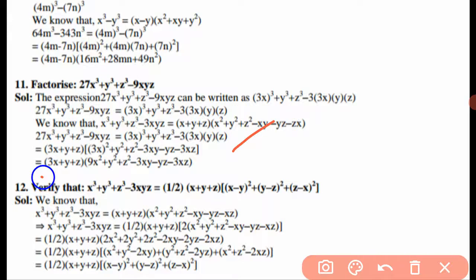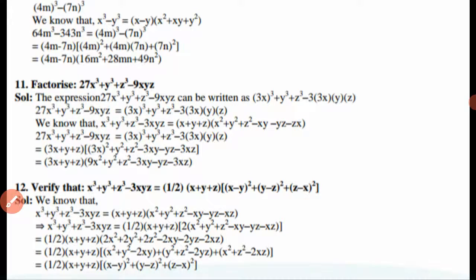Now by solving it, it will be equal to (3x + y + z)(9x² + y² + z² − 3xy − yz − 3xz). Now after this, see question number 12. In question number 12, we have to verify that x³ + y³ + z³ − 3xyz equals half (x + y + z)[(x − y)² + (y − z)² + (z − x)²].